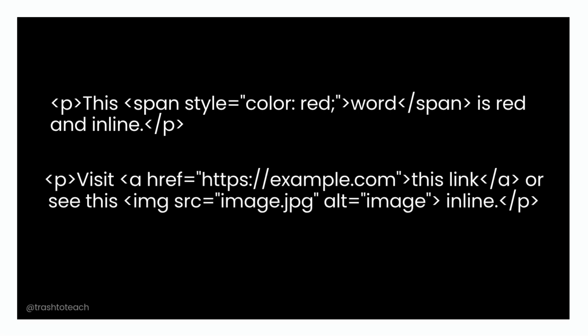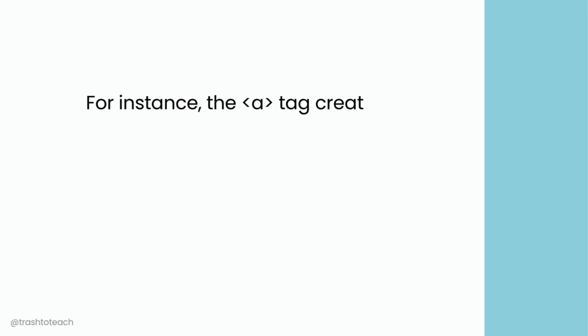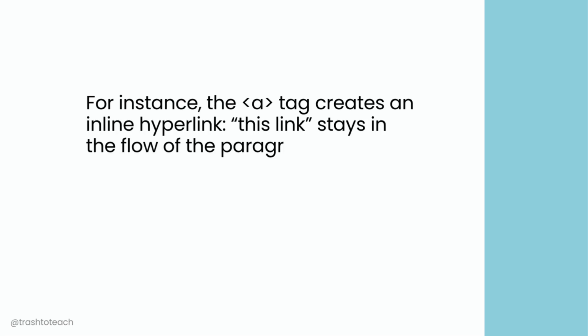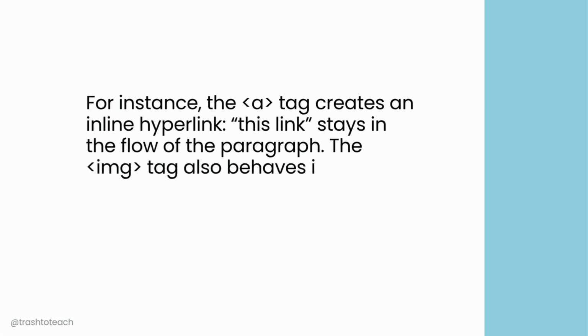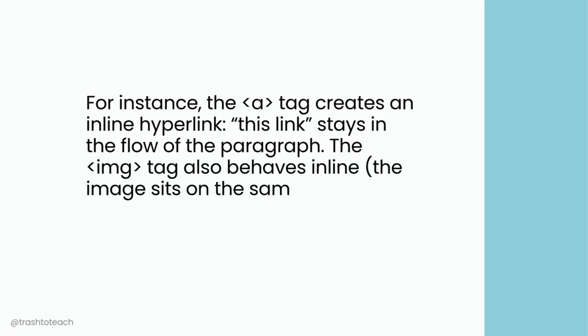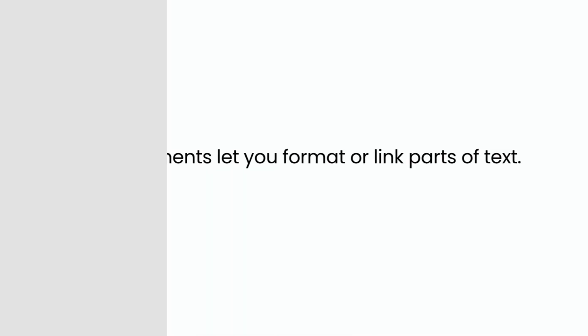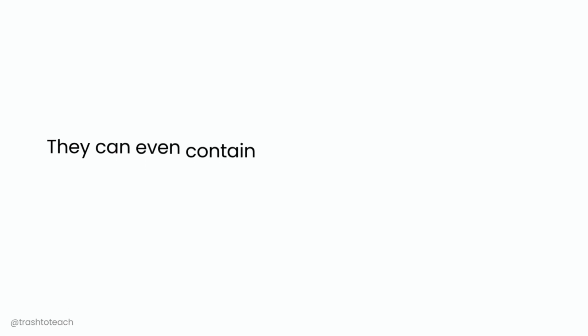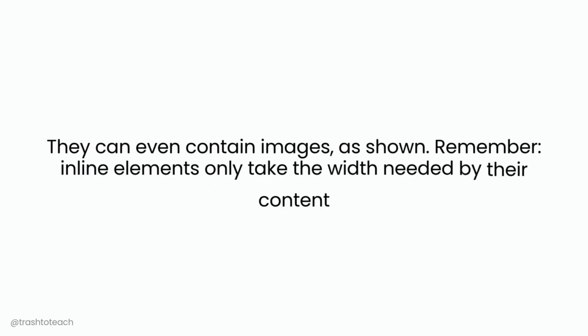In these examples, notice how inline tags appear. The tag around the word only wraps that word. For instance, the a tag creates an inline hyperlink. This link stays in the flow of the paragraph. The img tag also behaves inline. The image sits on the same line as text, unless styled otherwise. Inline elements let you format or link parts of text. They can even contain images, as shown.